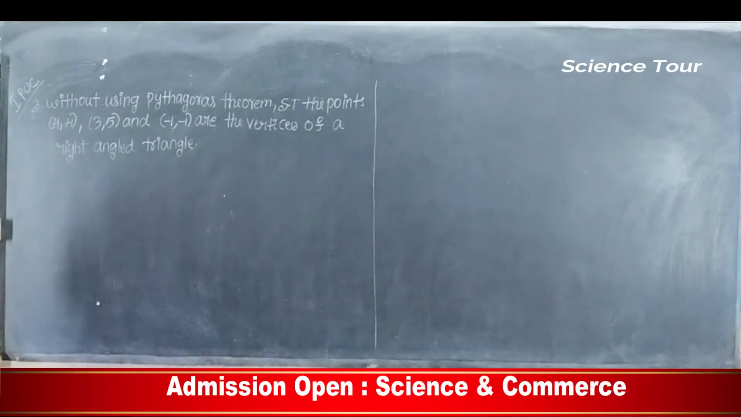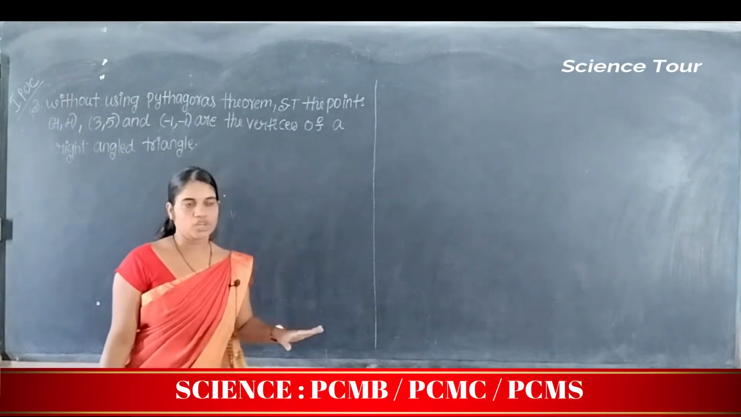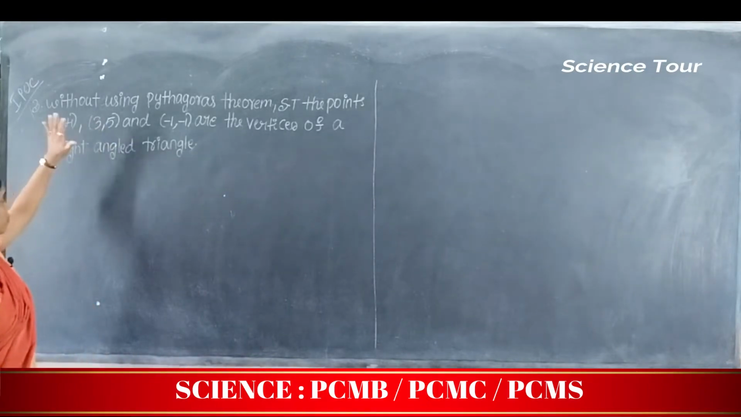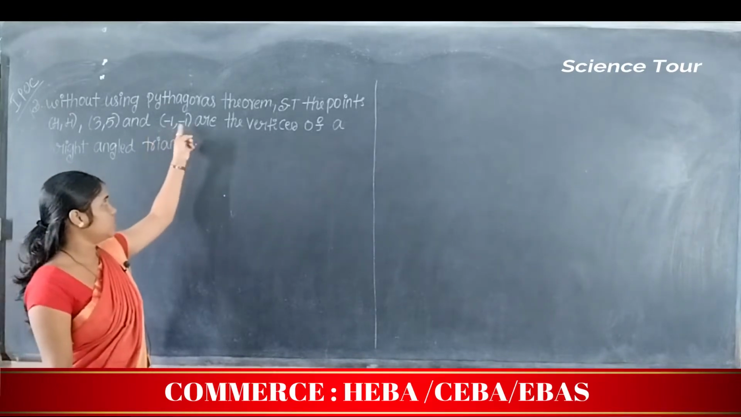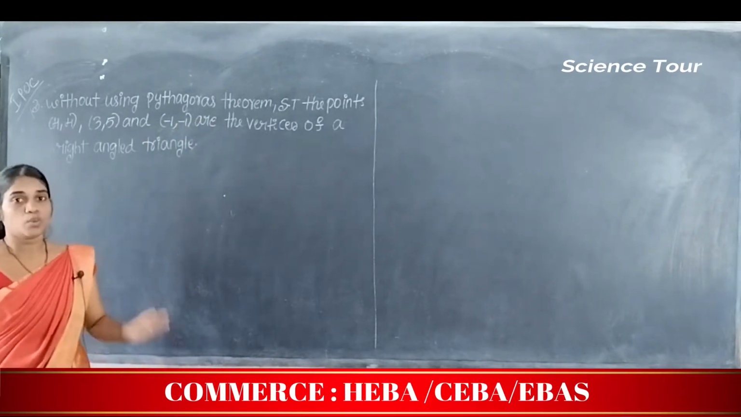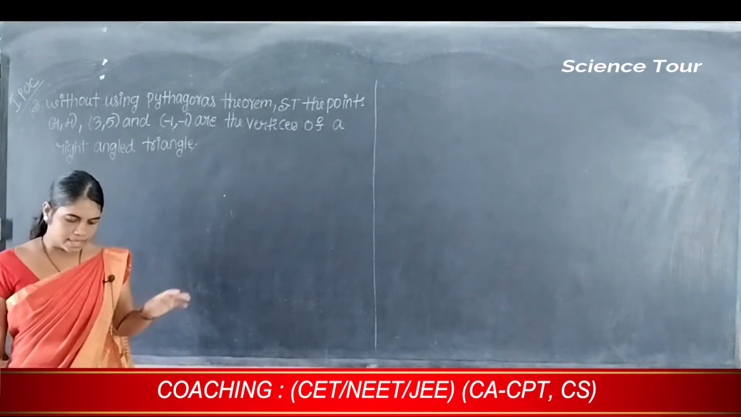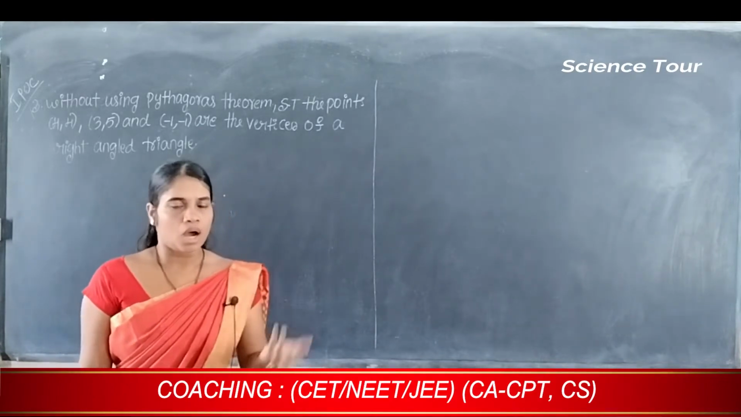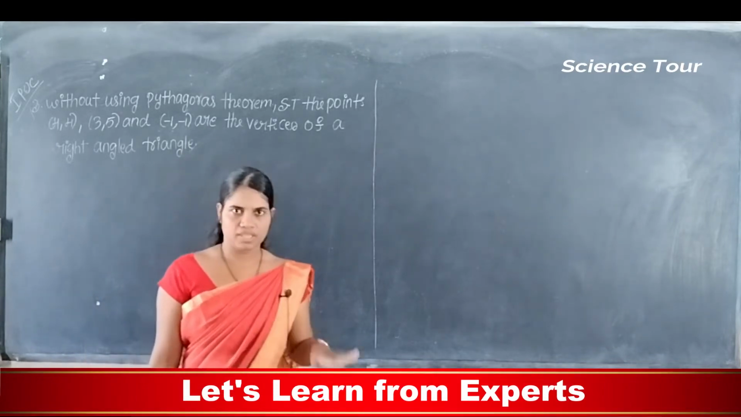This is your question. Without using Pythagoras theorem, there are 3 points, (4, 4), (3, 5) and (-1, -1). You have to prove these 3 points are the vertices of a right angled triangle. If it is a right angle triangle, suddenly you will remember Pythagoras theorem. By using Pythagoras theorem, how to prove the given triangle is right angle triangle, you already studied in your previous class, isn't it?